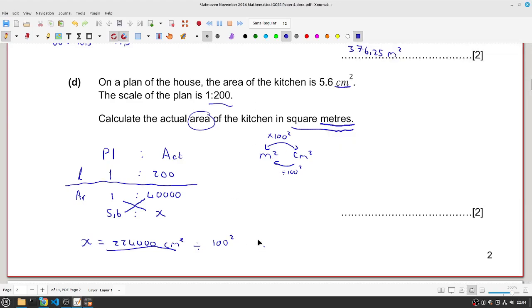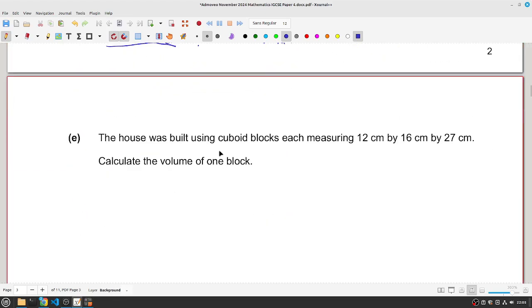Okay, where is my pencil or pen? So equals 22.4 square meters. Square meters. Okay. Question E.